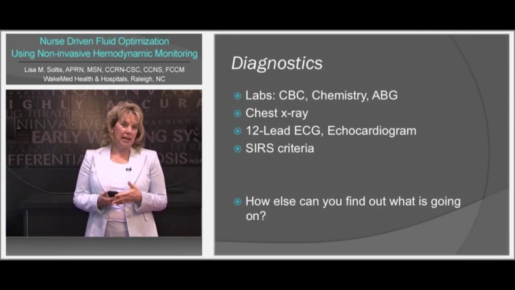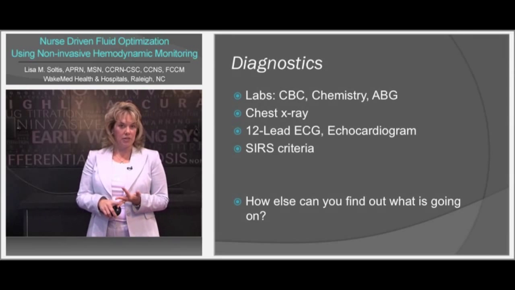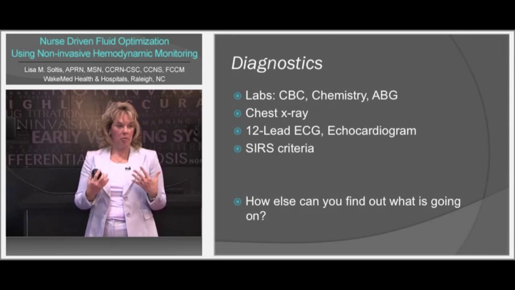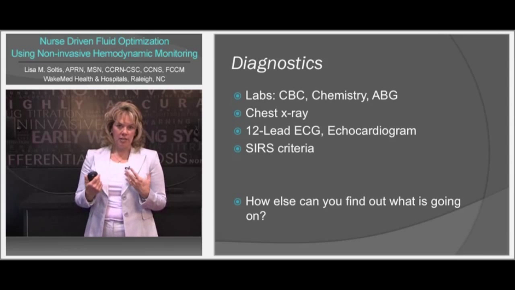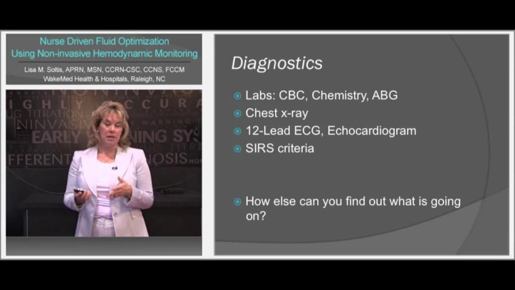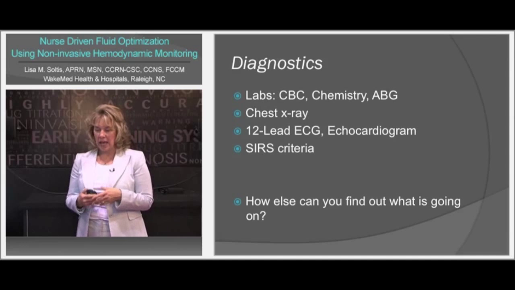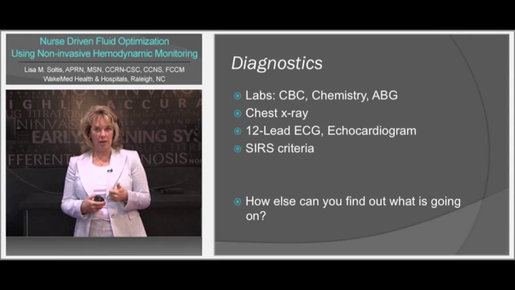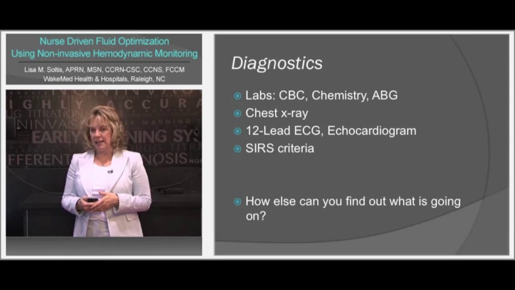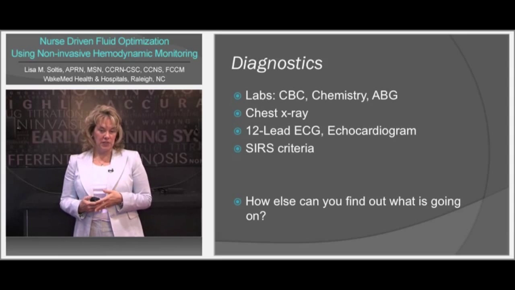So typically the diagnostics we get, our labs, we'll get a 12-lead EKG, chest x-ray will help us rule out pneumonia, as well as identify pulmonary edema. The 12-lead will also determine if we have any ischemia or other cardiac problems. Echocardiogram will show us our left ventricular wall motion, contractility, our ejection fraction, the integrity of our valves, so we'll be able to determine how well the heart is pumping. And then we'll also screen him for SIRS and see, is this a potential septic patient.